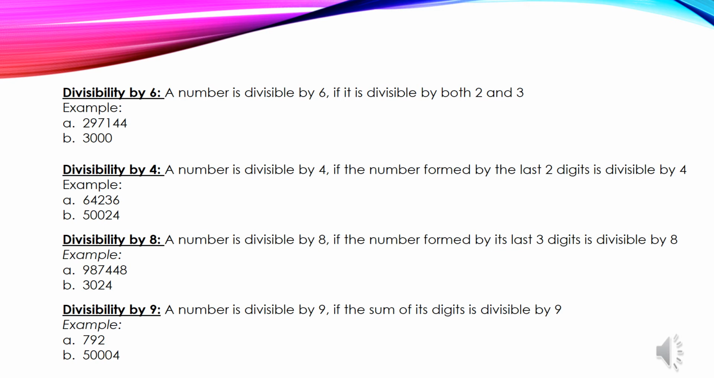Okay, children. Now, divisibility rule for 8. This is same as 4, but we will check the last three digits, means hundreds place, tens place and units place. Means children, a number is divisible by 8 if the number formed by its last three digits is divisible by 8. In the first case, 987448 we took. If you observe the last three digits, we have 448. This 448 is divisible by 8. So we can say that the complete number is also divisible by 8.